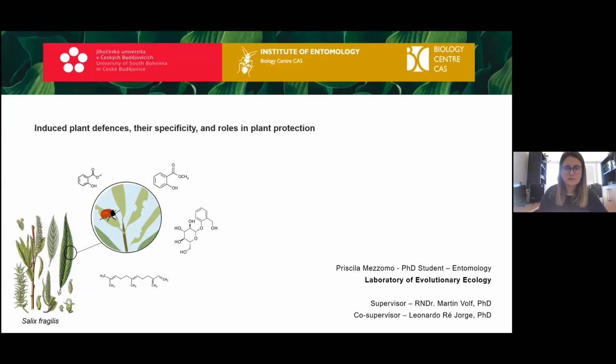Institute of Entomology. I was looking forward to my first presentation in person, but now we have to move to online format. So today I'm going to be showing you the updates on my PhD, and I focus on induced plant defenses, their specificity and roles in plant protection. And I work with willows. My supervisors are Martin Wolf and Leonardo Jorge.